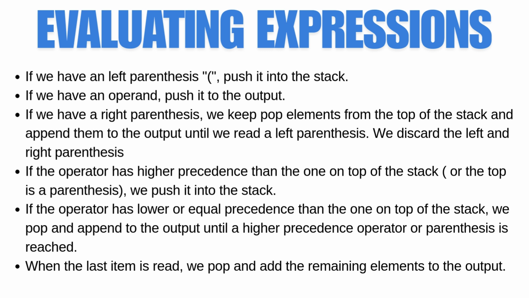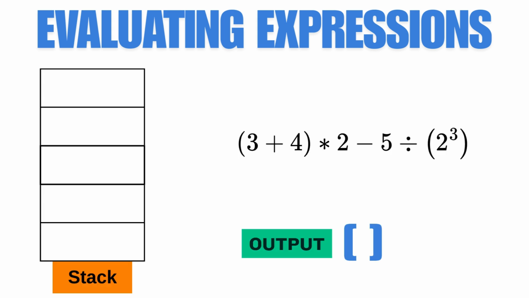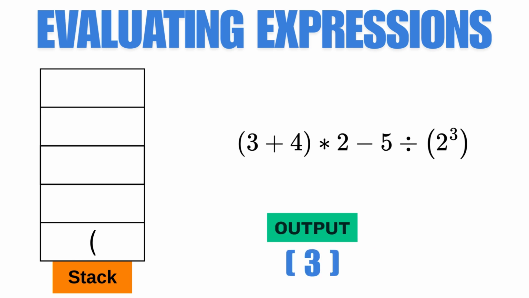First, we need an empty stack and a variable to hold the output. Then we must follow a set of rules to convert the expression. Let us see how these rules work with our example. First, we need to scan the expression from left to right. The first item is a left parenthesis. Whenever we see a left parenthesis, we have to push it on the stack. The next item is a number, or an operand. Whenever we see an operand, we must add it to the output.